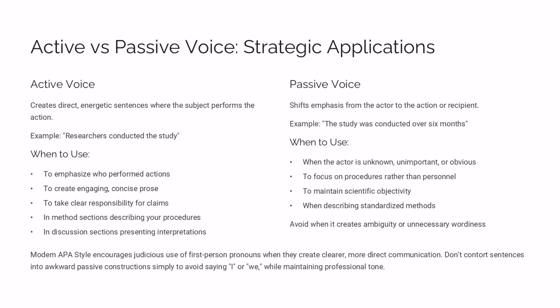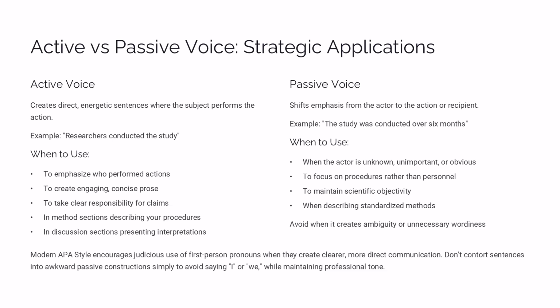The choice between active and passive voice in academic writing should be strategic rather than automatic. While many writing guides advocate for active voice in all contexts, scholarly writing benefits from understanding when each voice serves your communication goals most effectively.